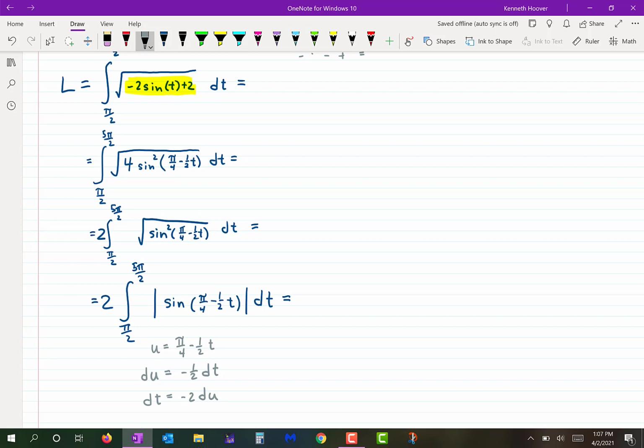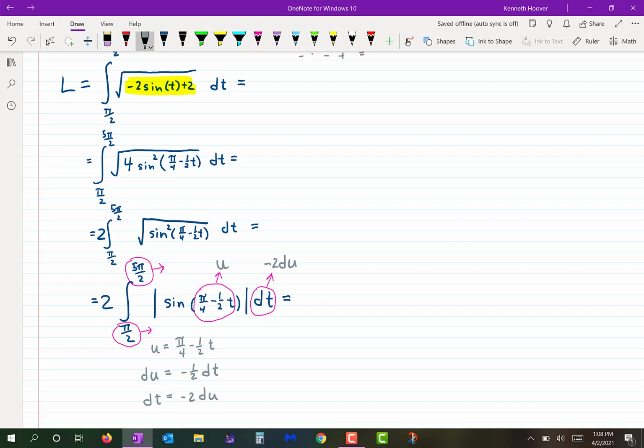Okay, so this part right here, let me do that in another color. Let's circle that in. Let's use this pink here. This part right here gets replaced with u. This part right here gets replaced with negative 2 du. But don't forget, what do these get replaced with? We got to do that as well.